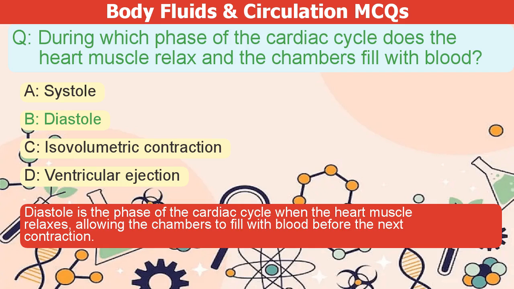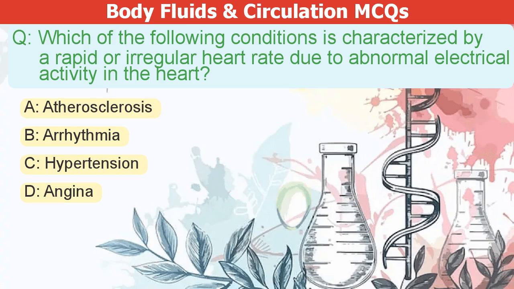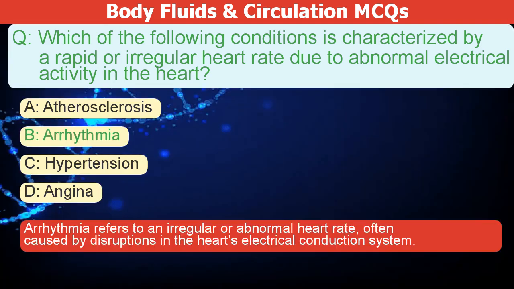before the next contraction. Which of the following conditions is characterized by a rapid or irregular heart rate due to abnormal electrical activity in the heart? A. Atherosclerosis. B. Arrhythmia. C. Hypertension. D. Angina. The correct answer is B. Arrhythmia refers to an irregular or abnormal heart rate, often caused by disruptions in the heart's electrical conduction system.